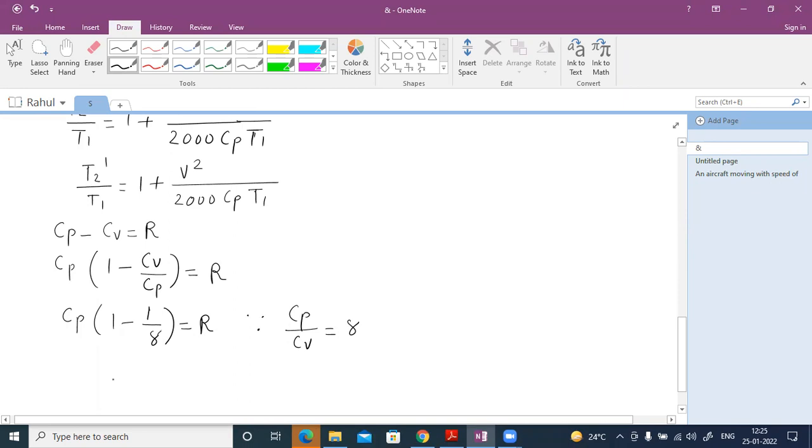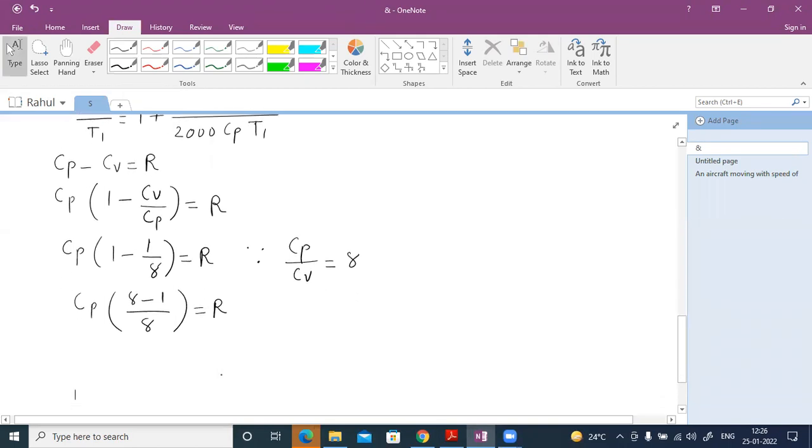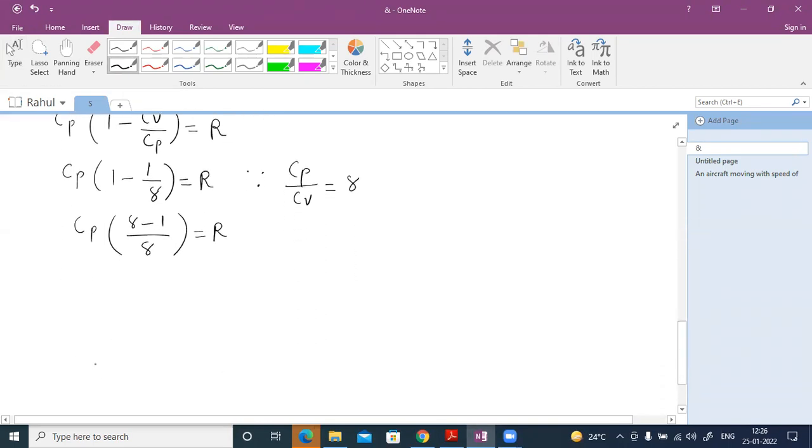So from this, I need to get the value for Cp. Cp I can write as (gamma minus 1) by gamma is equal to R. So from this I will write down the value for Cp as gamma into R upon gamma minus 1. So this is one equation.